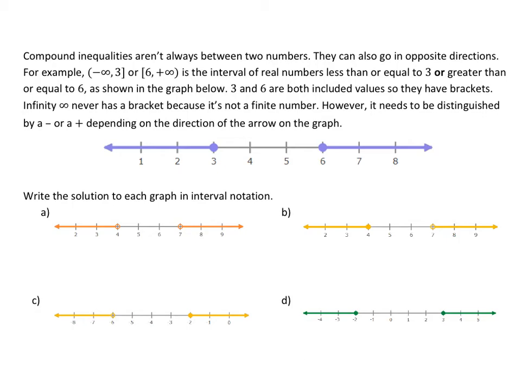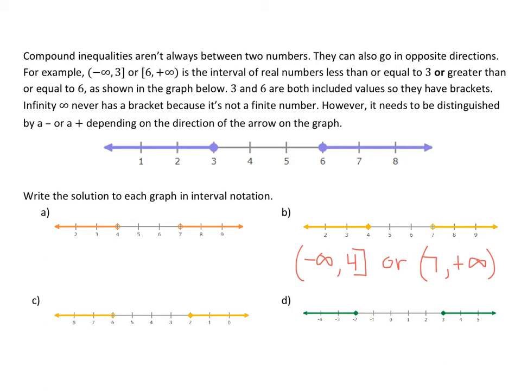Letter B. I have arrows going in opposite directions, so I know this is an "or" statement. And I have 4, which is included, and -infinity, because it goes on forever in the negative direction, and infinity has to be in a parenthesis. Over here we have 7, which is not included, therefore a parenthesis, comma, and it goes forever in the positive direction, so it would be positive infinity, also with a parenthesis.